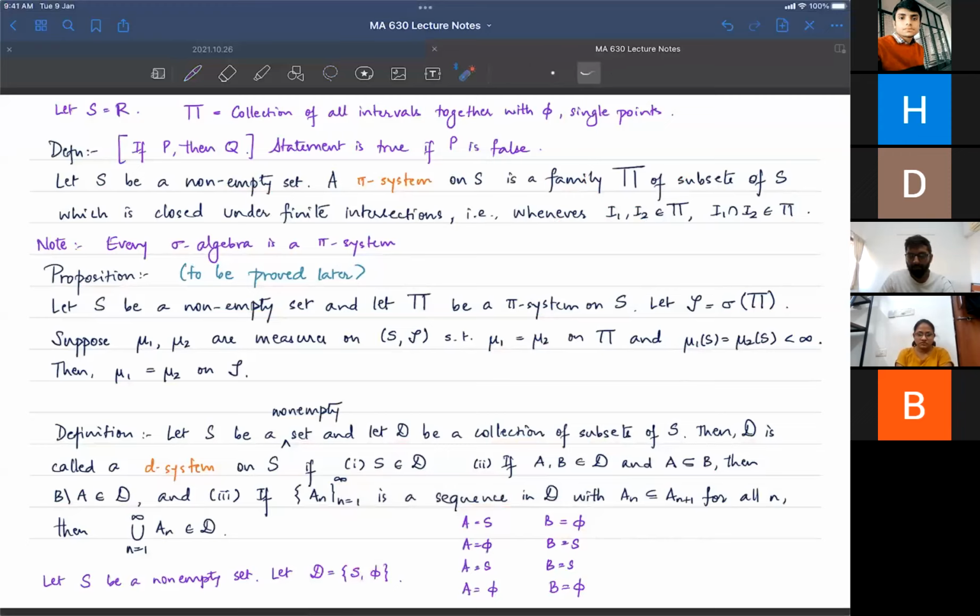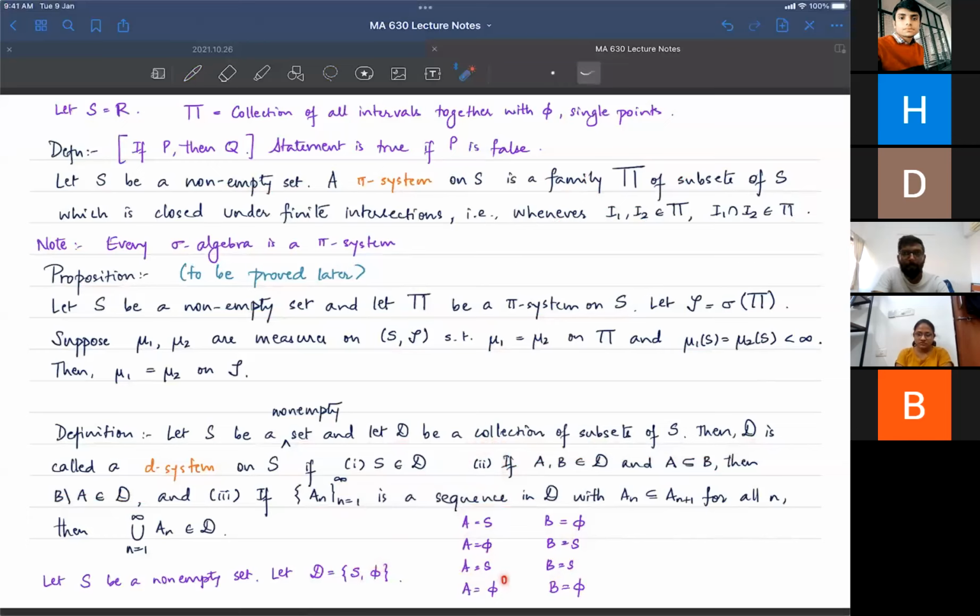So what I'm getting at is, suppose A is S, B is the empty set. Is A a subset of B? No. So nothing to check. Consider this possibility: A is the empty set, B is S. Is A a subset of B? Yes. What is the difference? B minus A is S. The requirement is that B minus A should belong to D. Yes, S belongs to D. Suppose A is S, B is S. Is A a subset of B? Yes. The requirement of property 2 is that B minus A should be in D. Well, B minus A is S minus S, which is the empty set, which is in D. Correct.